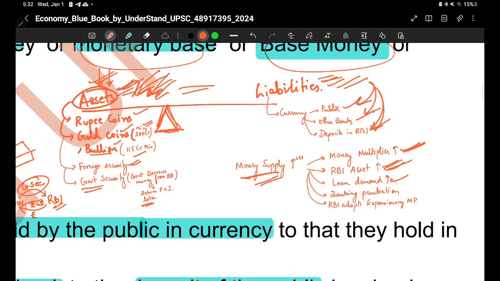And when there is an increase in loan demand, people will take more money and more money supply will happen in the economy. When there is banking penetration, meaning more people are using bank accounts, even in rural villages, then RBI adopts expansionary monetary policy. Expansionary monetary policy means reducing the repo rate, interest rates generally. If you're reducing interest rates, then cheap loans will be given out, so money supply will increase at that point of time. I'll explain all this expansionary policy later on.